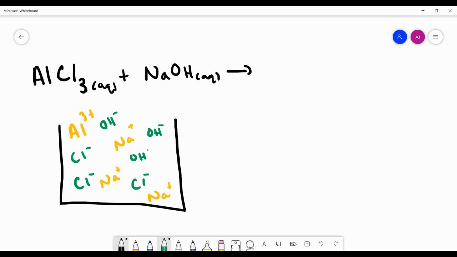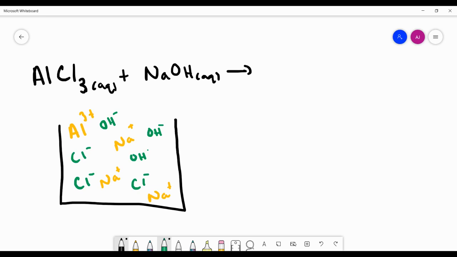For the net ionic equation, we have to start off with a few things first. First of all, we have to complete this reaction and write a balanced molecular equation. But before we even do that, let's talk about what exactly is going on when we combine two aqueous solutions.